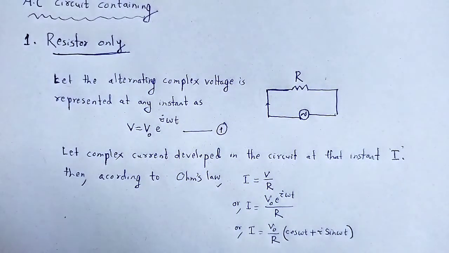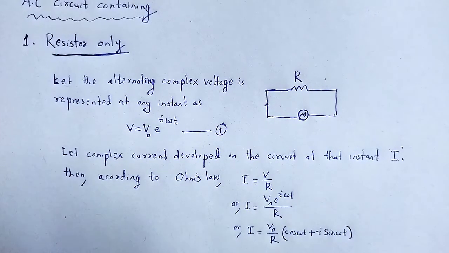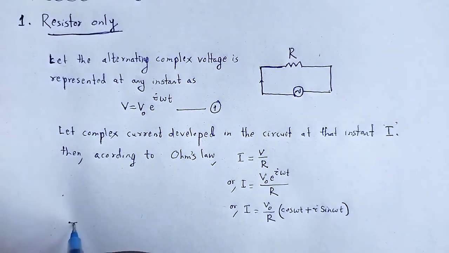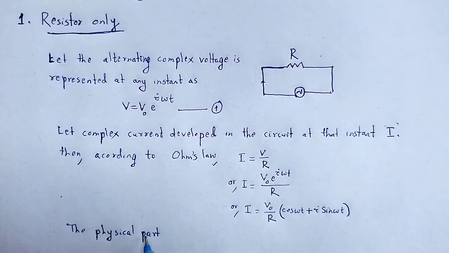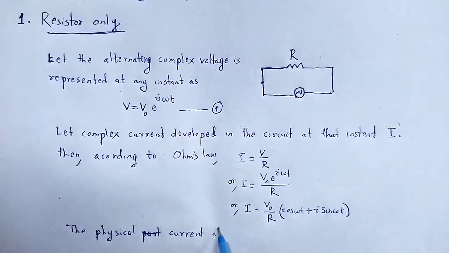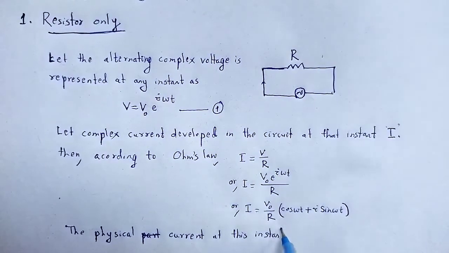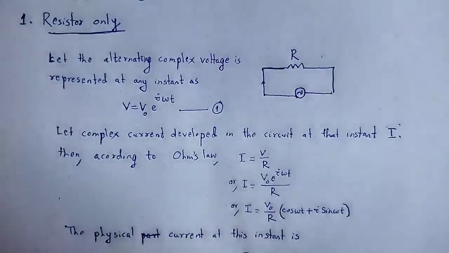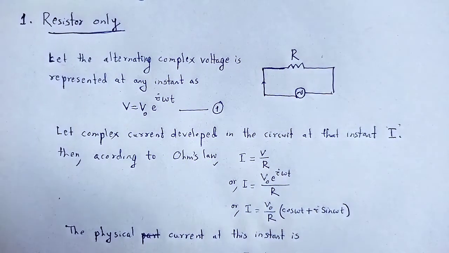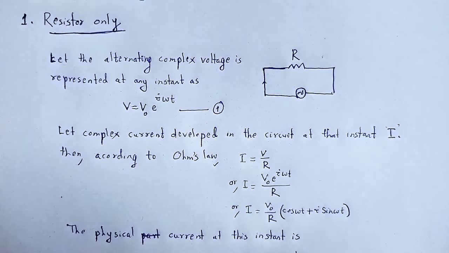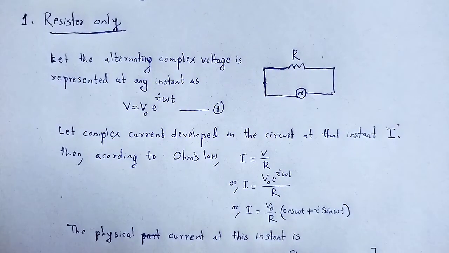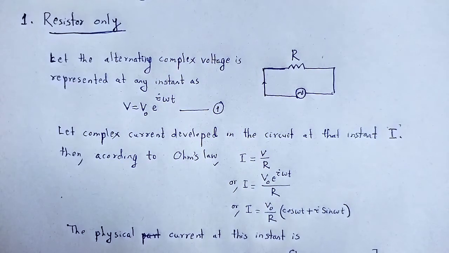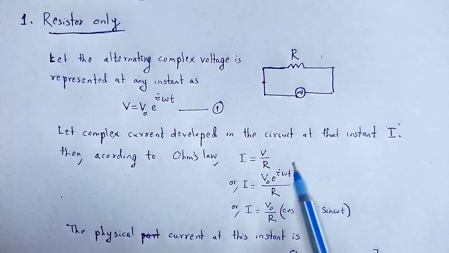Then the physical part of that current at any instant is the current. We have to find out the real part of this current. So, the real part of V naught by R times cos omega t plus i sin omega t. The real part is cos omega t. I is equal to V naught by R cos omega t. Let this be equation number 2.